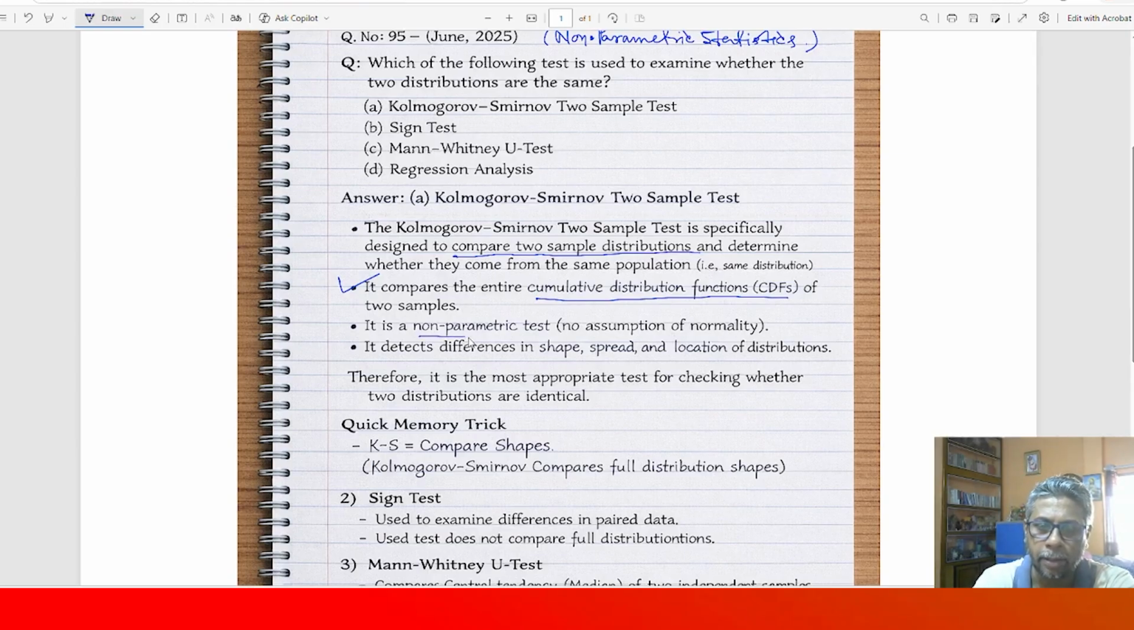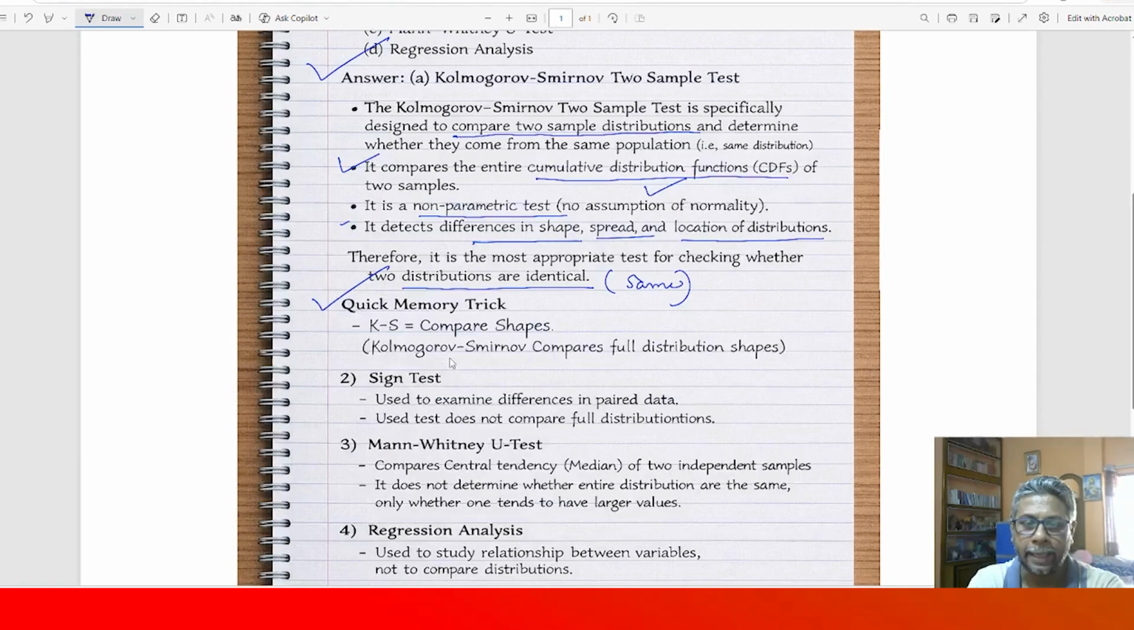It is a non-parametric test with no assumption of normality. It detects differences in shape, spread, and location of distributions. Therefore, it is the most appropriate test for checking whether two distributions are identical. Quick memory trick: KS compares shape. Kolmogorov-Smirnov compares full distributions.